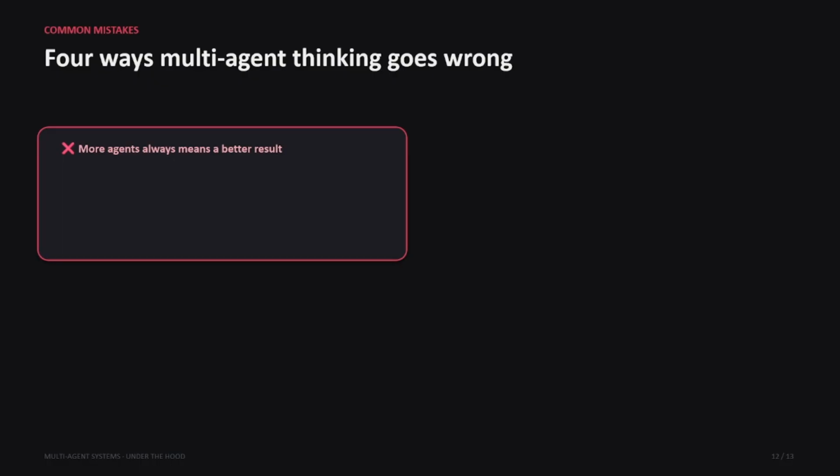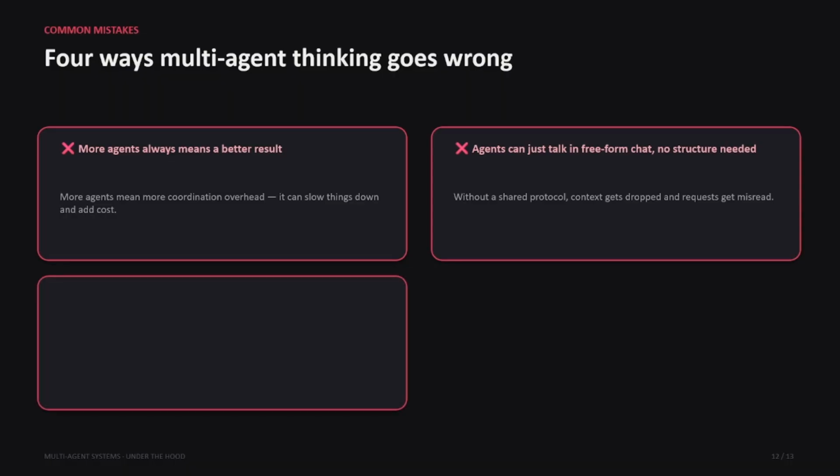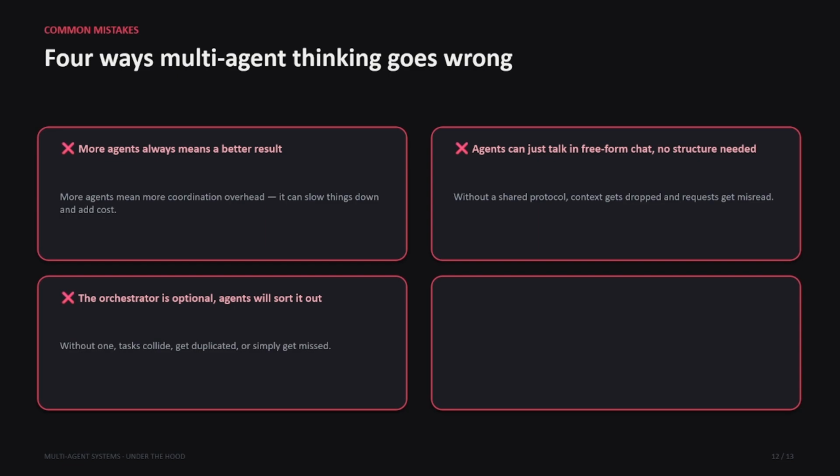There are common mistakes people make with multi-agent systems. The first mistake is thinking more agents always means a better result. That is not true. More agents can also mean more confusion, more cost, and more delay. The second mistake is allowing agents to talk in free-form chat without structure. Without a clear protocol, context can be lost. The third mistake is thinking the orchestrator is optional. Without a manager, tasks can be duplicated or missed. The fourth mistake is thinking shared memory means every agent sees every raw detail. Usually, shared memory should be a useful summary, not a full data dump.